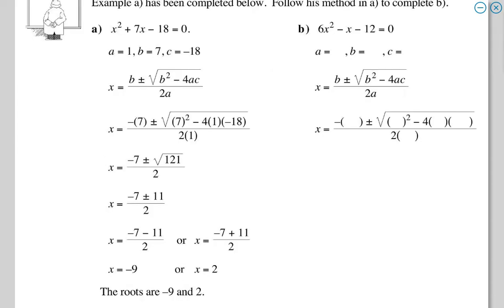So let's take a look at their worked out solution. I'll use my pointer, so please follow along. The coefficient on the x squared is, B is, and C is. Okay, so now we're going to substitute into this formula.